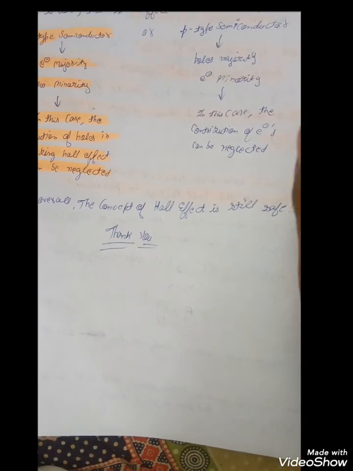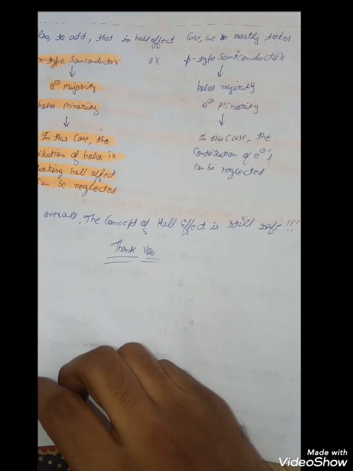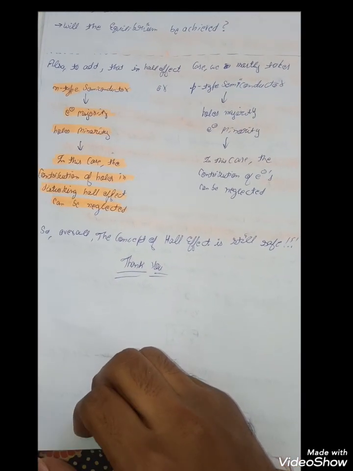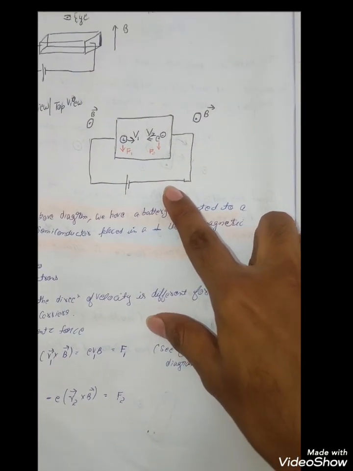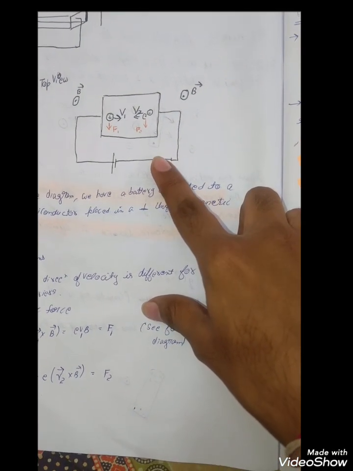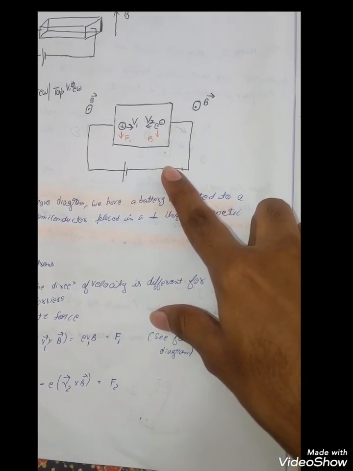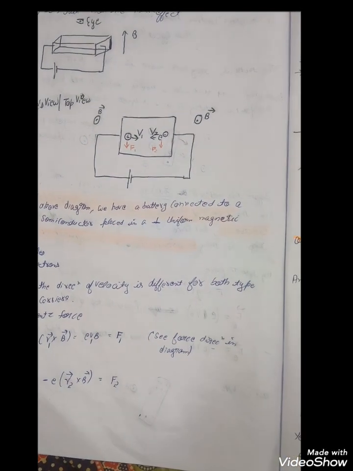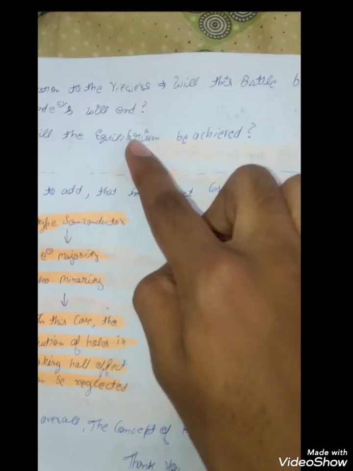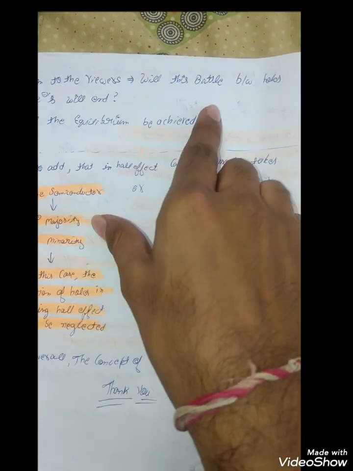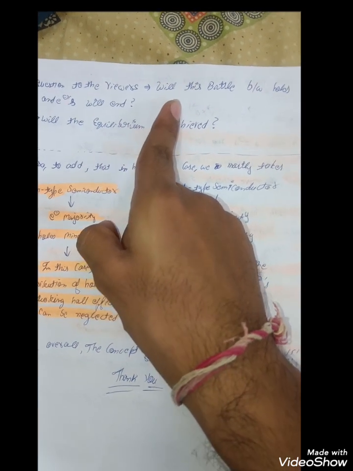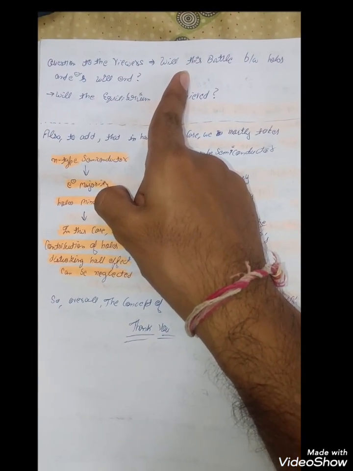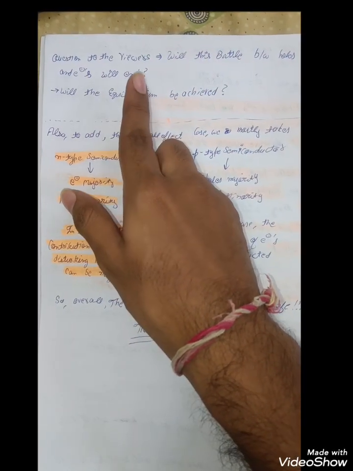But it's not the end. Just a brief question for you before going: I'm going to ask questions for the intrinsic semiconductor case, and you have to show the answers mathematically if possible. The first question is, for intrinsic semiconductors, will the battle between the holes and electrons end, or on what parameters does it depend?